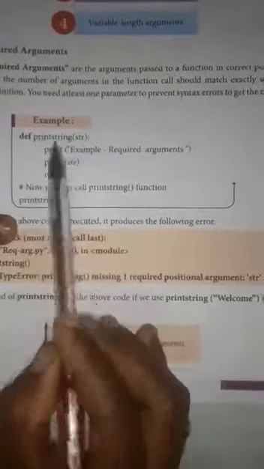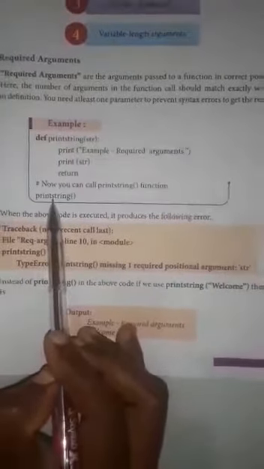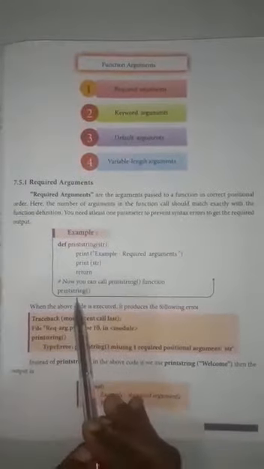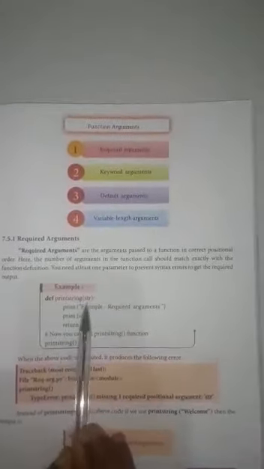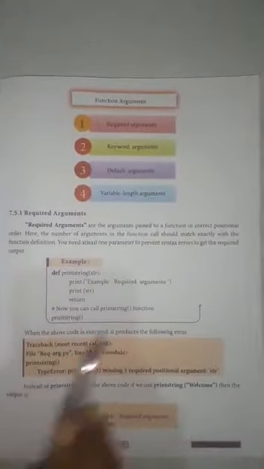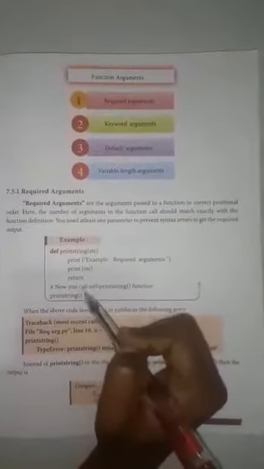The function definition name and calling function name must be the same, printstring. Next, arguments: the function definition has one argument, but the call printstring has no argument. They cannot be the same. The function call should match exactly with the function definition.